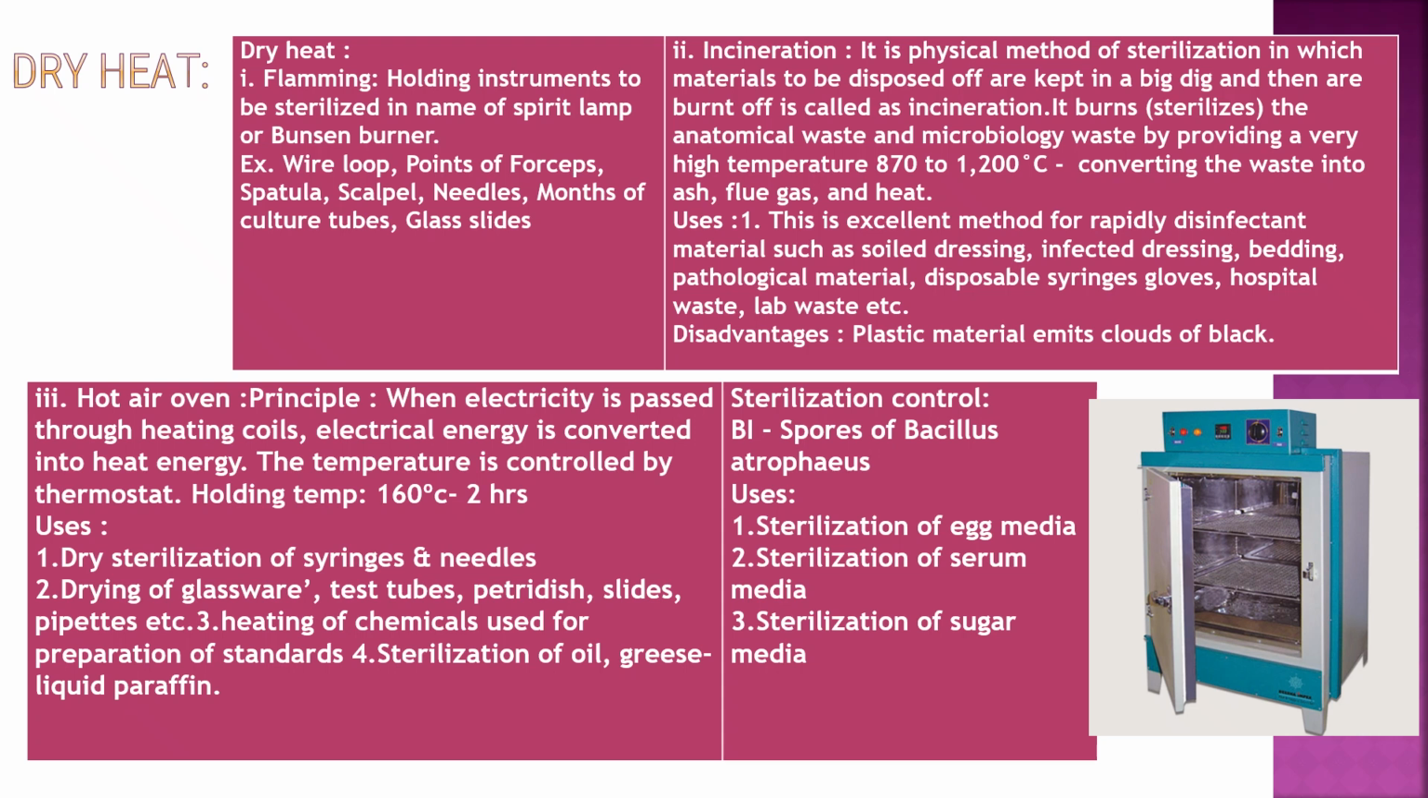The third example in dry heat is the hot air oven. Principle: when electricity is passed through heating coils, electrical energy is converted into heat energy. The temperature is 160 degrees Celsius and the holding time is 2 hours. Uses: dry sterilization of syringes, needles, drying of glassware, test tubes, petri dishes, slides, pipettes, heating of chemicals used for preparation of standards, sterilization of oil, grease, liquid paraffin.